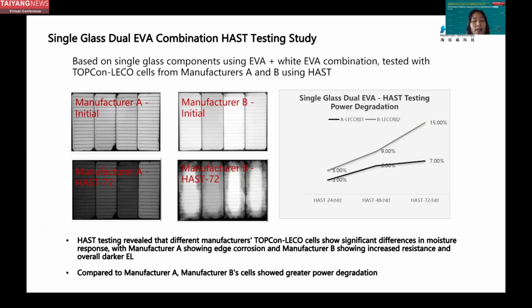The single glass part may not have as serious a PID problem as the double glass part. The main problem still comes from heat and humidity. That is the impact of heat.